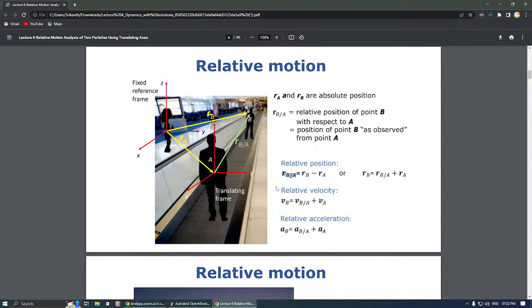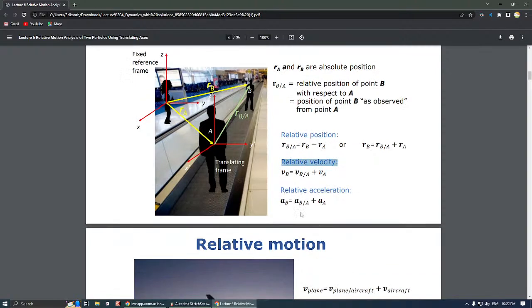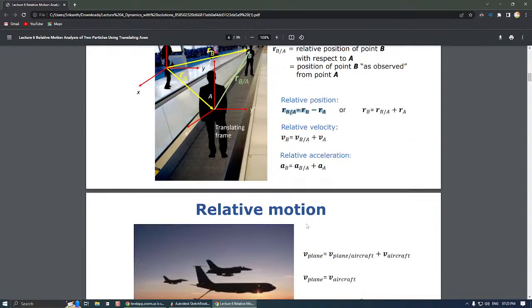Same way, velocity also will be same. So velocity of B with respect to A will be velocity of B minus velocity of A. So he has just rearranged that. Same way, if we send RA to the other side, it becomes RA plus RB/A. The same thing he has done here. Then relative acceleration also is the same, right? You first remember this thing, then everything else will follow.